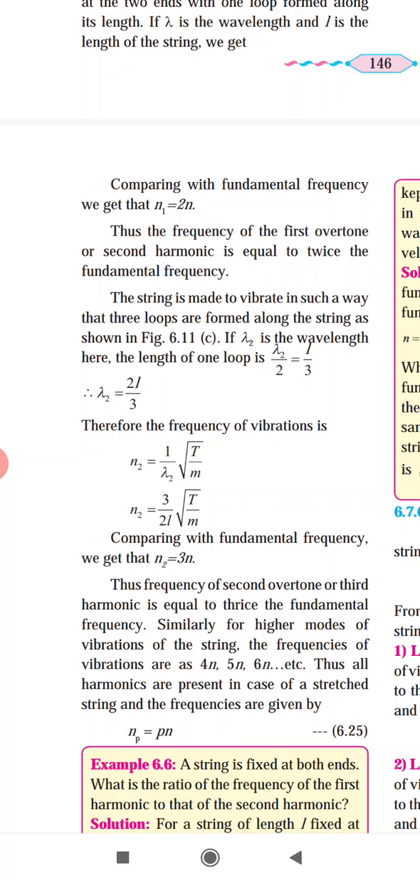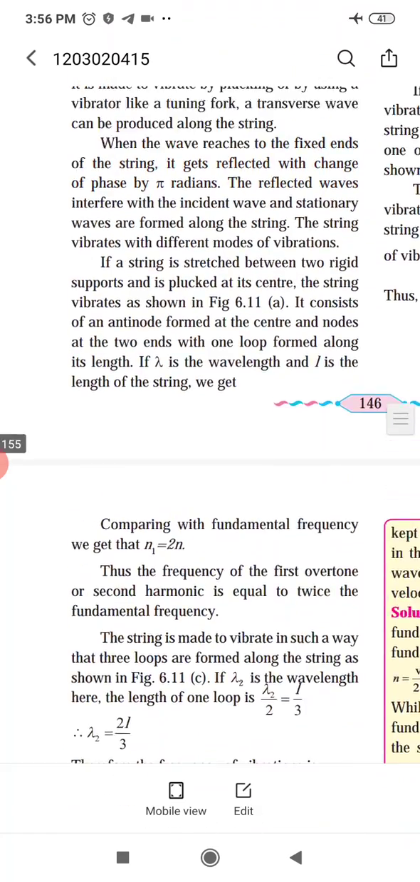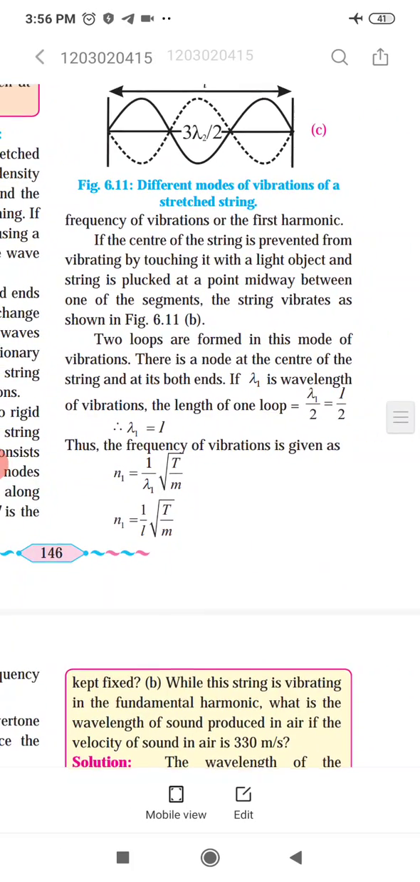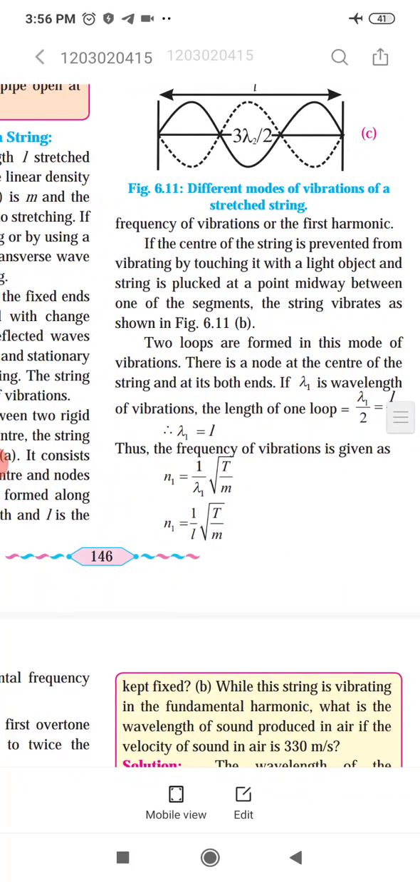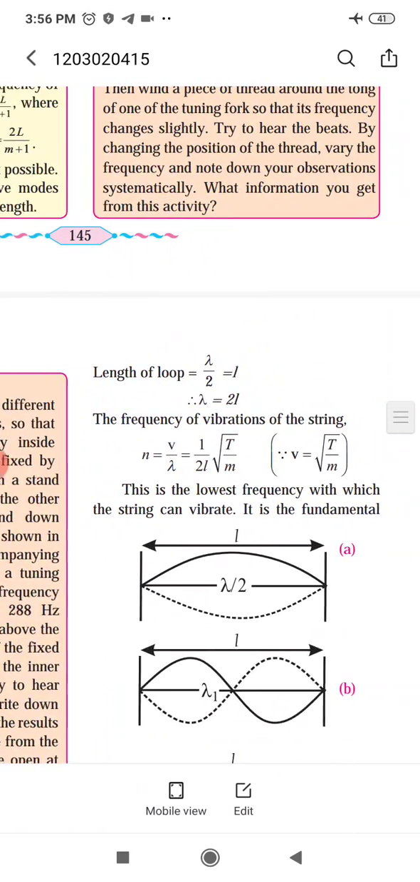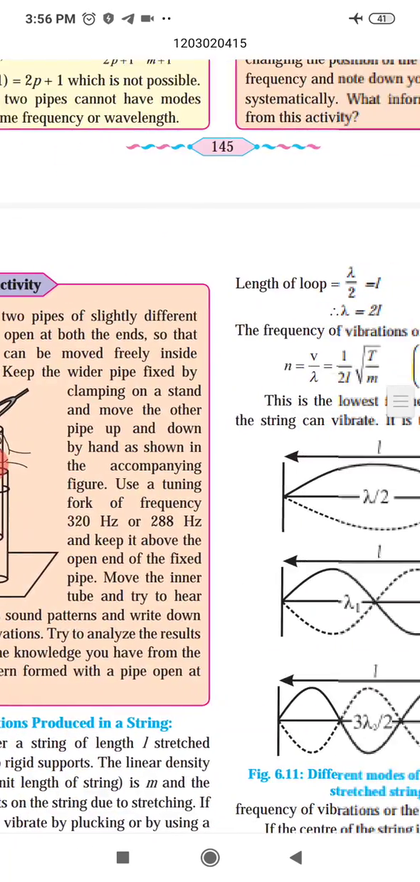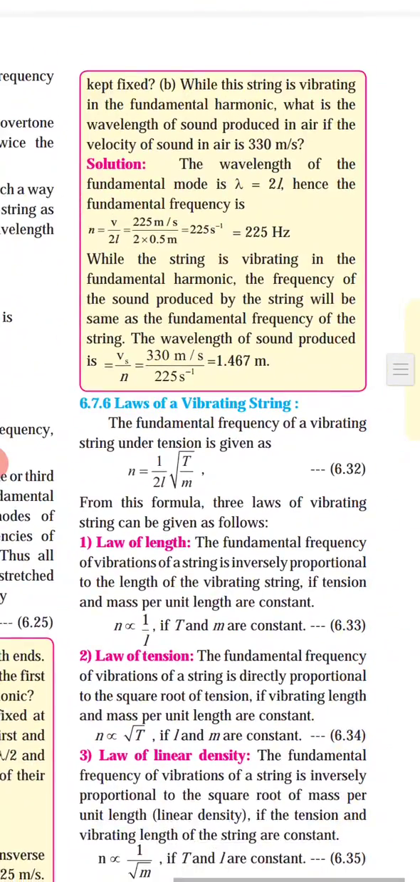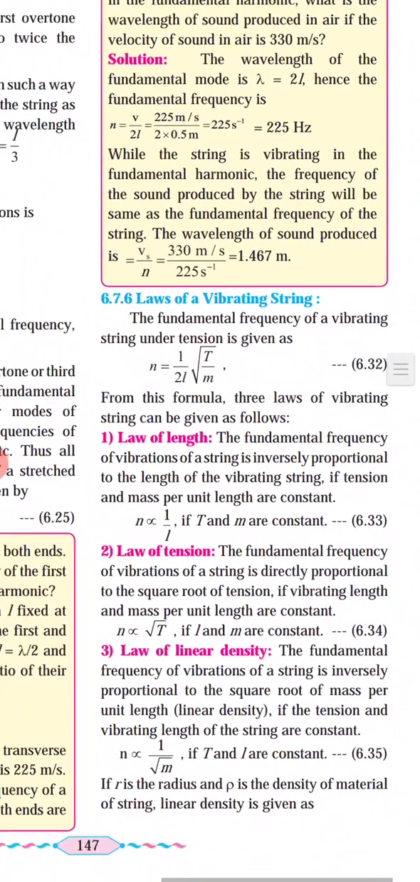So by using N equal to 1 upon 2L, whatever formula we have seen here, 1 upon 2L into root of T upon m, that is nothing but the laws of vibrating string. So on the basis of that, there are laws of vibrating string.